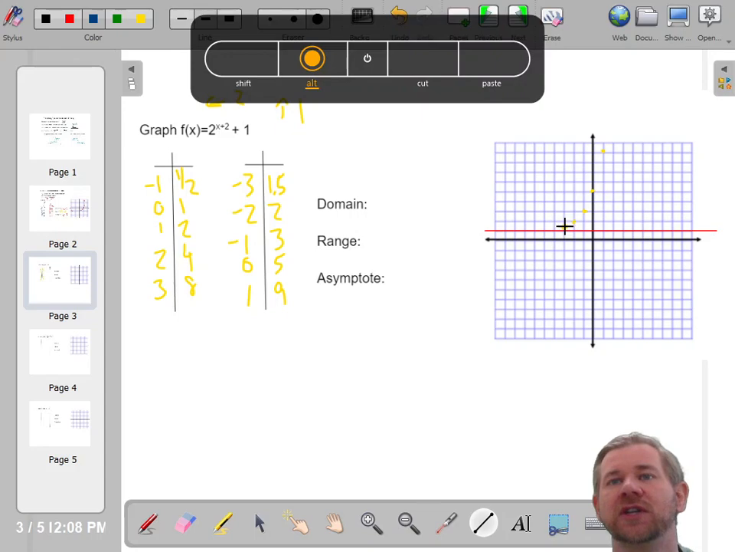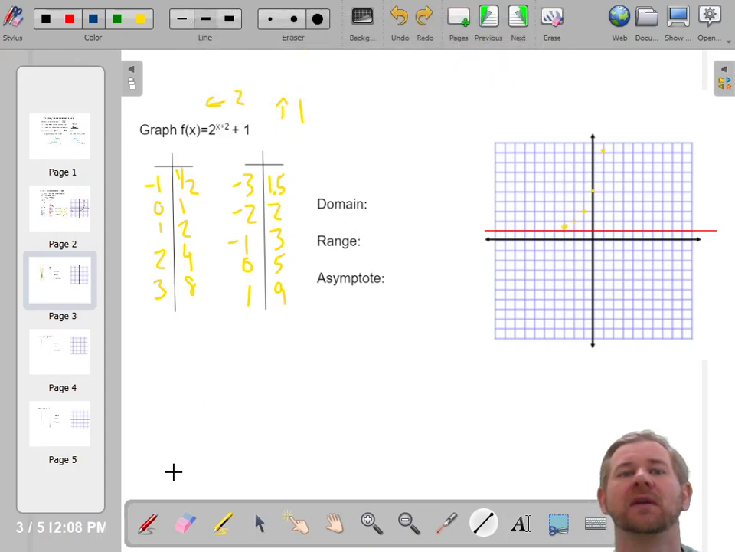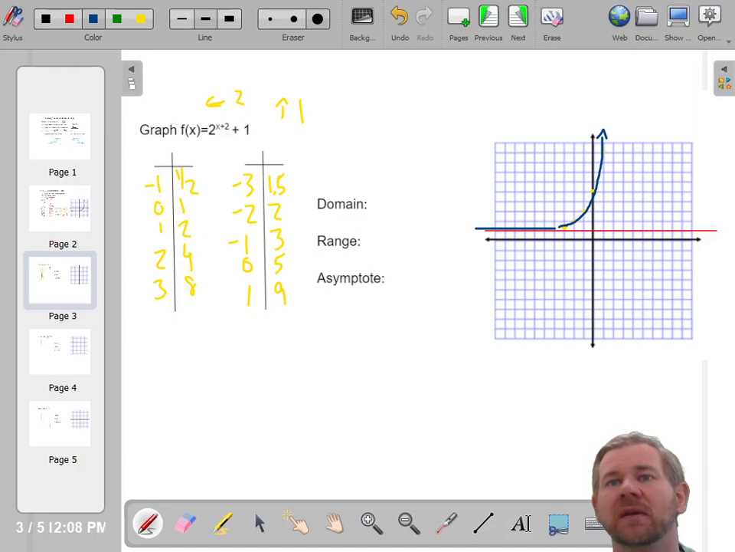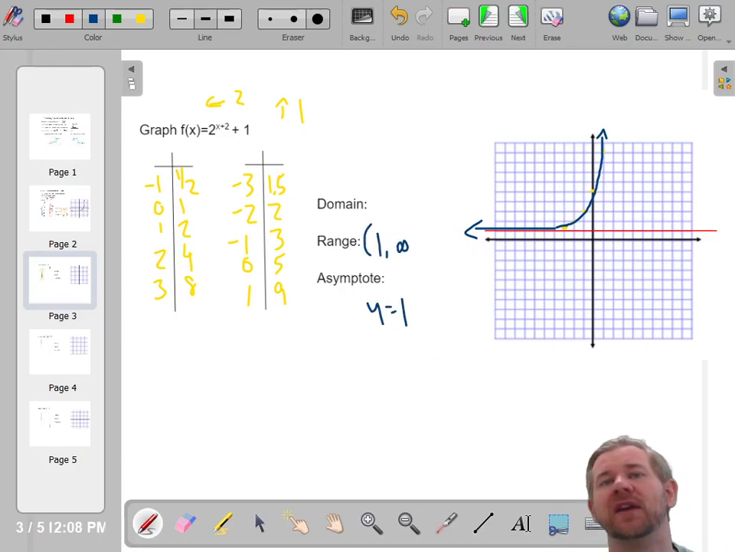But the actual function looks like, oops, it's not working. Looks like this. There we go. And then it gets really close to that asymptote. I just kind of use the horizontal line to help. There we go. Looks something like that. So because it went up 1, the asymptote is 1. And since it goes up, I know the range is 1 to infinity. The domain for all exponential functions is going to be all real numbers, which in interval notation is negative infinity to infinity. You don't have to think about it. It's always going to be that for these.